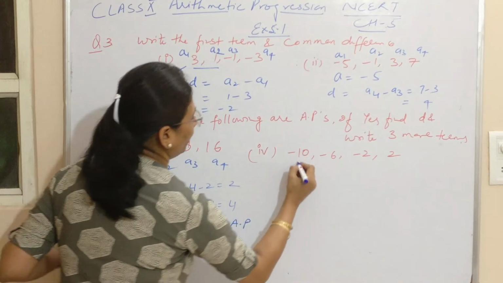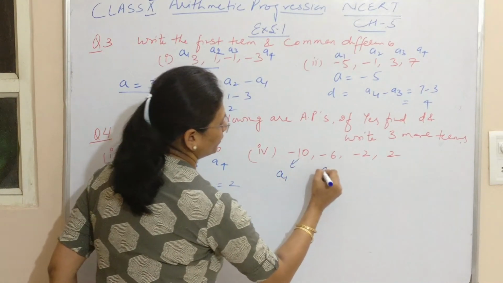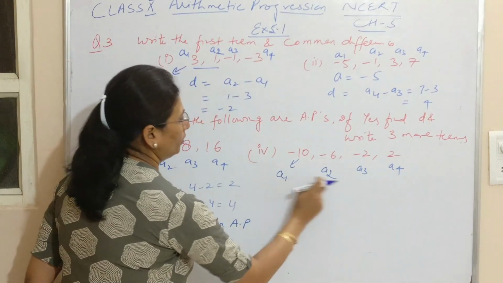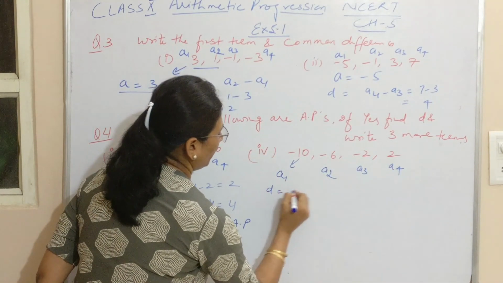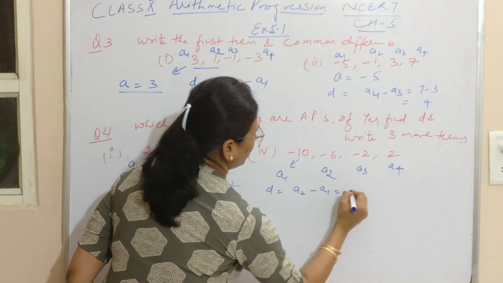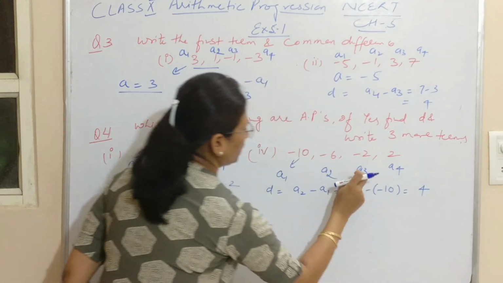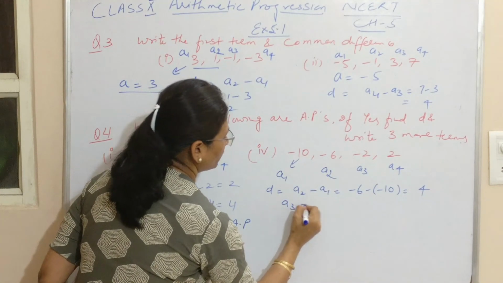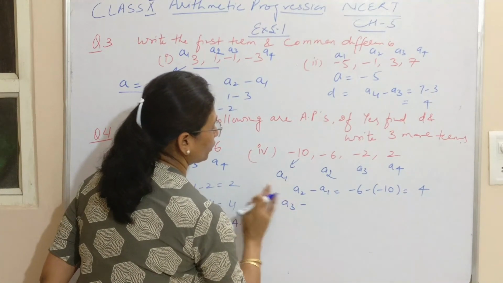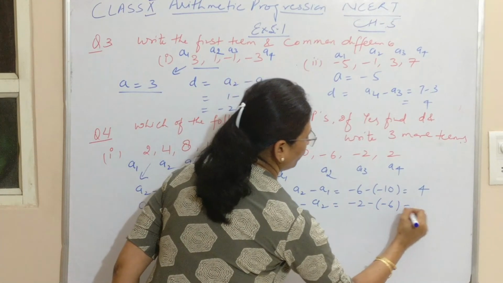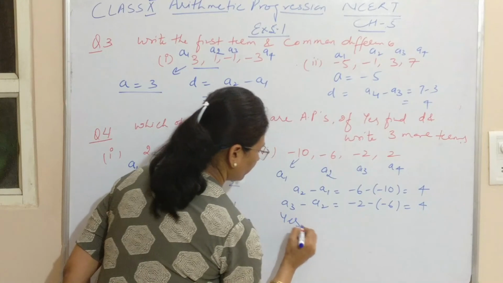Moving to next. This is your first term, second term, third term and fourth term. Now here we will find the common difference. A2 minus A1, that is minus 6 minus 10. So this becomes 4. Same way A3 minus A2. We will not write all the differences because unless it's coming the same, this is 4. So yes, it's an AP.